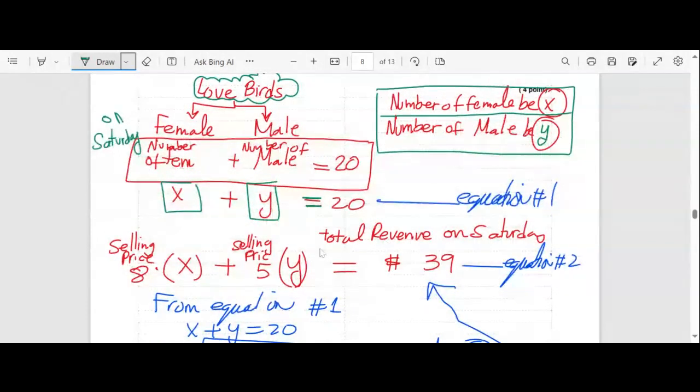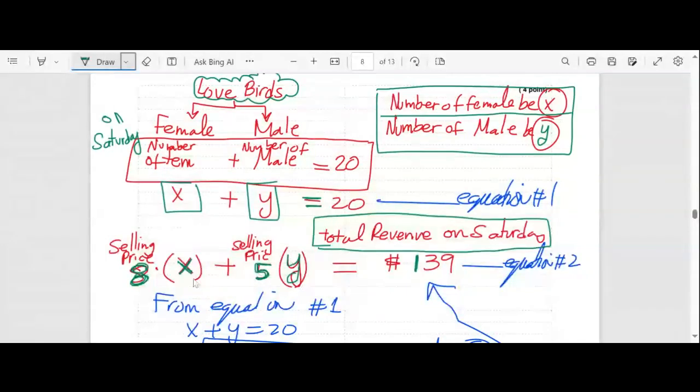Now, to get the total revenue on Saturday, which was how much? 139. And the selling price for the female, how much? $8. And the selling price for the male? $5. You can see here the price for the female is higher. This is equation number 2.